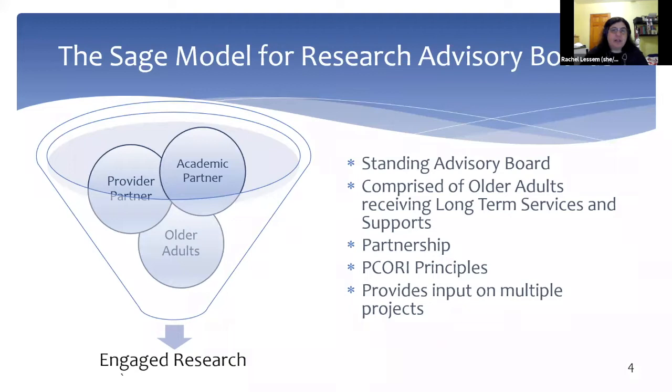And in contrast to other methods like community-based participatory research, they're not tied to a single project, but function on an ongoing basis, giving input on multiple projects to multiple researchers with the ultimate goal of engaged research and greater research success. And this is a flexible approach that allows us to say all research can be and should be engaged research, and it's been specifically designed for people who may not be active agers.